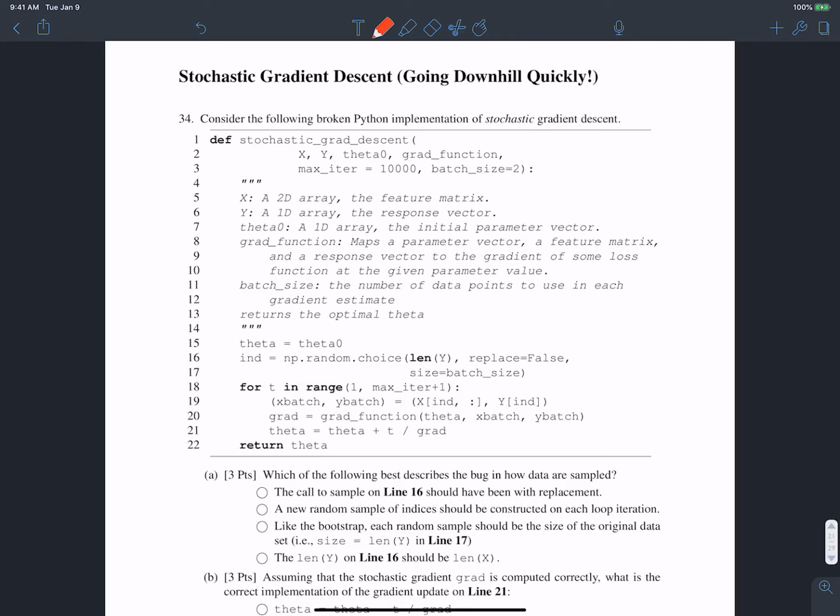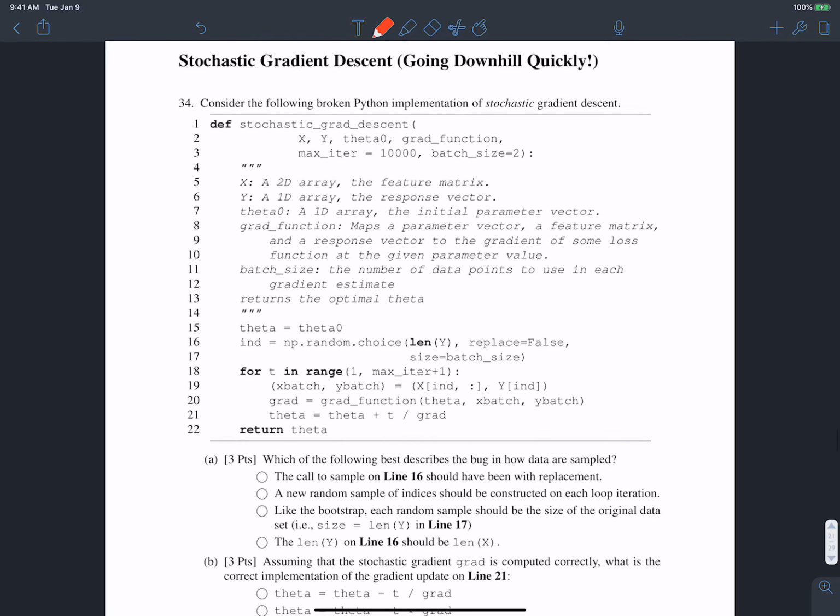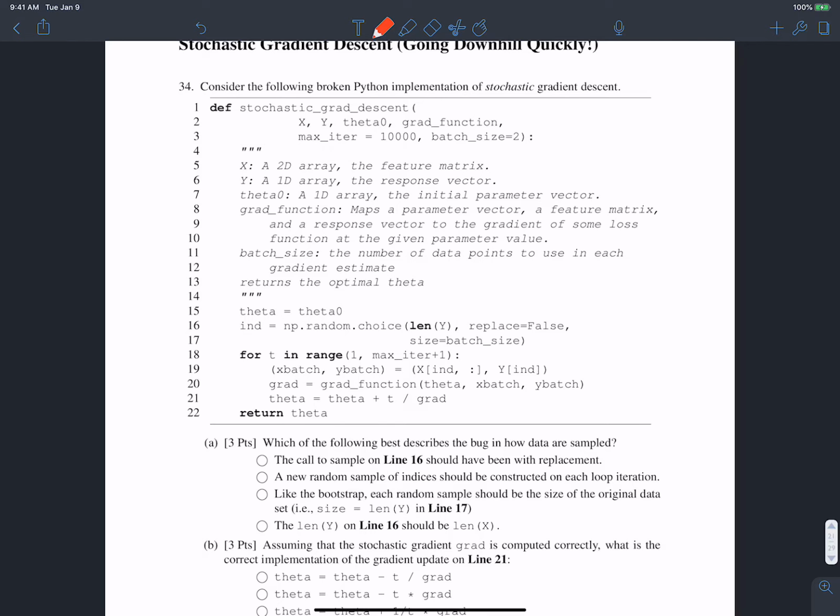In mini batch gradient descent, we pick some random subset of our points at each step in our iteration and evaluate the gradient on that random subset of points. Not often do they differentiate between stochastic gradient descent and mini batch stochastic gradient descent, but that's sort of what's going on here. So firstly, which of the following best describes the bug in how our data are sampled? And the correct option is the second one.